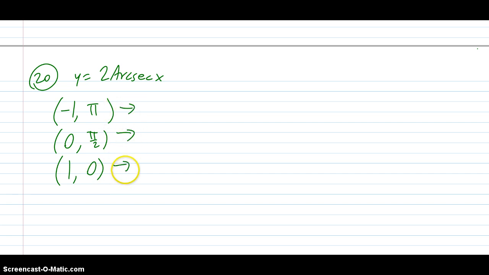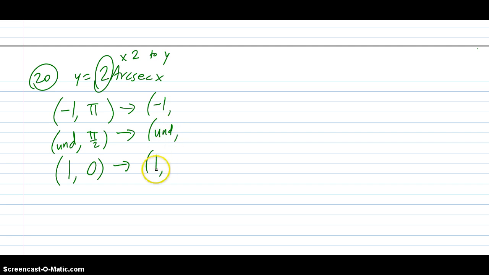The only difference here is, instead of 0 for arcsecant, it's undefined. Other than that, it's the exact same. So we have a horizontal asymptote. Only thing happening here is we have a 2 times. So all you're going to do is multiply the y's by 2. All your x's stay exactly the same. Your y's just get multiplied by 2. So pi becomes 2 pi, pi over 2 becomes pi, and 0 stays 0.